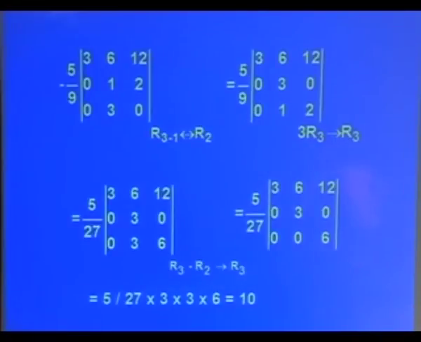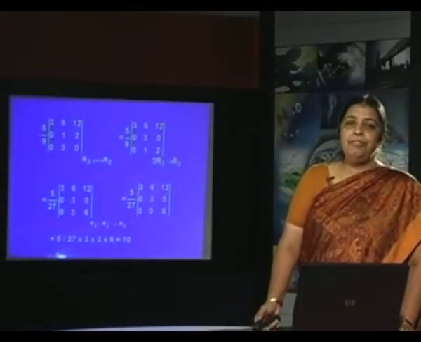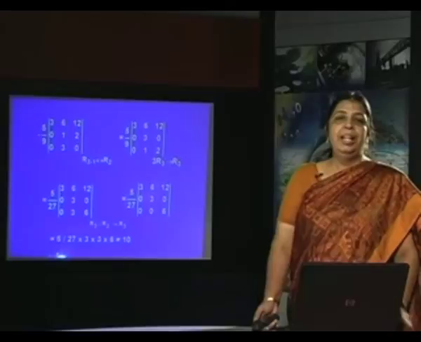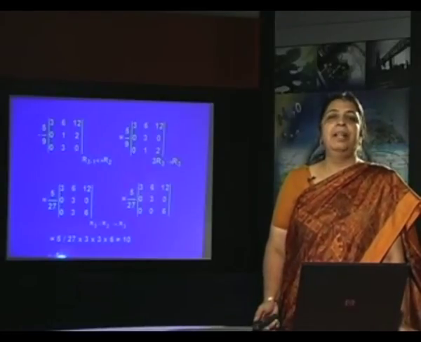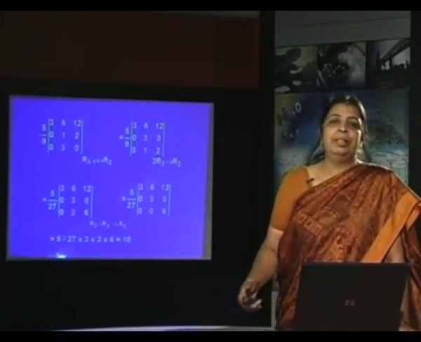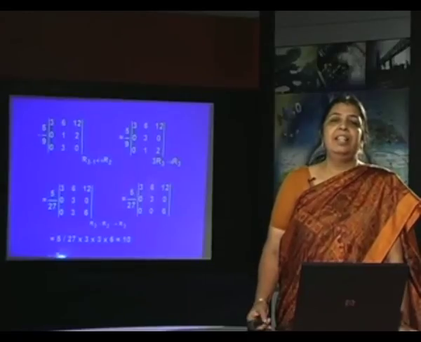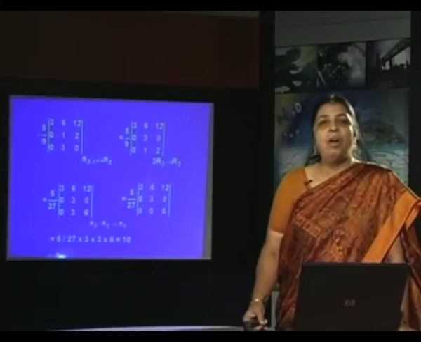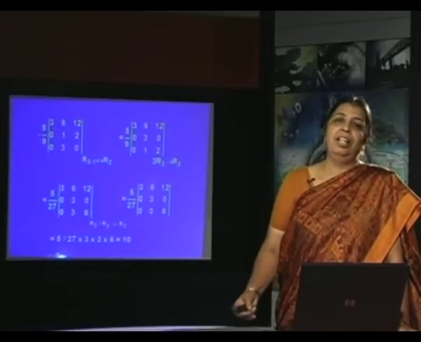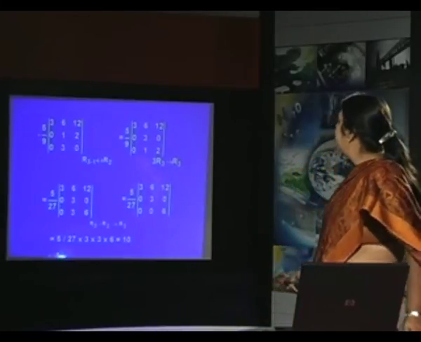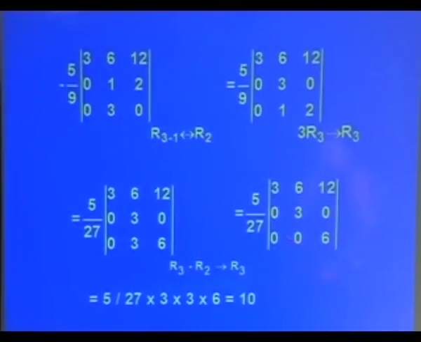Now, in the beginning it may appear that we are doing a lot of effort in reducing a given matrix into a triangular matrix, because a lot of elementary operations have to be done. For a 3 by 3 matrix it may be true, but as the size of the matrix increases, the effort involved in reducing it to a triangular matrix is much smaller compared to evaluating the n factorial products and simplifying the determinant. So this effort is much less, as can be seen from this 3 by 3 matrix.